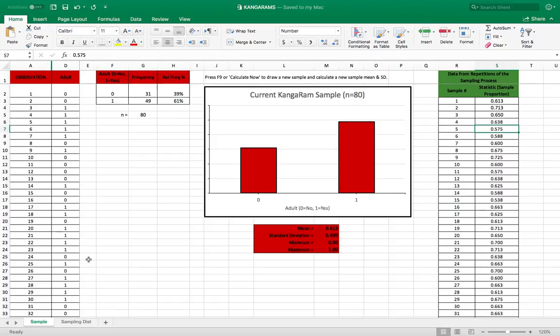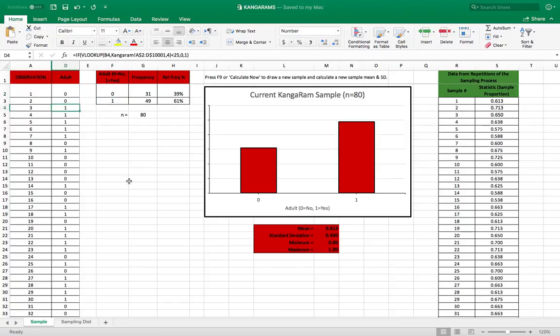The sample I was assigned looked at a random sample of 80 kangarams from the planet Z, if I remember correctly. What we wanted to figure out is, out of these 80 kangarams that we randomly selected, how many are adults? As you can see in this table, a 1 next to the subject meant that they were an adult, and a 0 obviously means that they are not an adult.